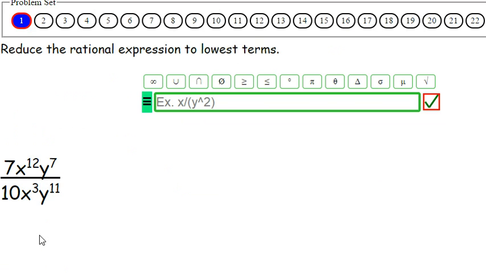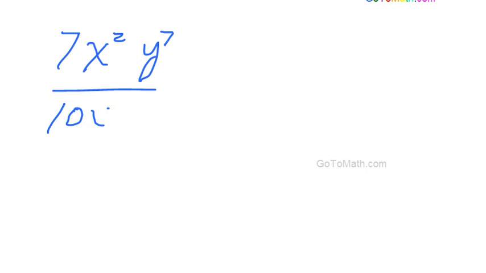Lowest terms. So I'll need to write this down. 7x squared, y to the 7th, over 10x cubed, y to the 11th. Okay. Got it. So we have 7x squared, y to the 7th, over 10x cubed, and y to the 11th.